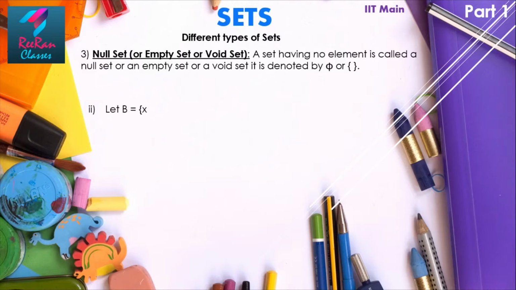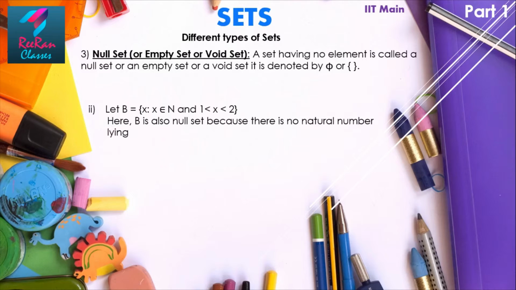Let B is equal to {x : x belongs to natural number and 1 < x < 2}. It means the value of x should be between 1 and 2, but x belongs to natural number, so there is no natural number which comes between 1 and 2. So therefore this is a null set.